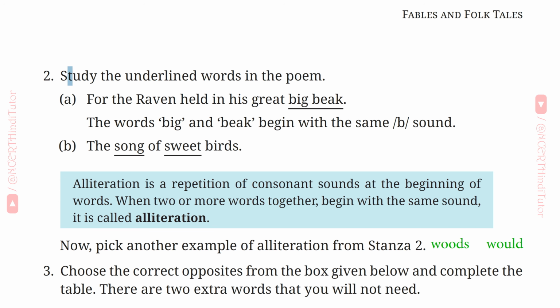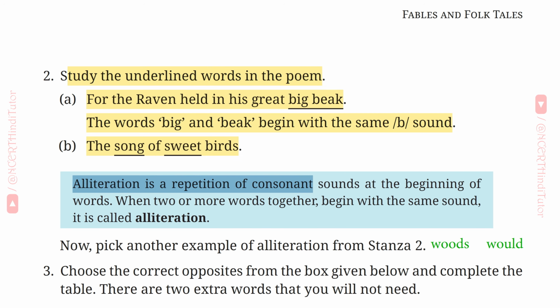Second, study the underlined words in the poem. A. For the raven held in his great big beak. The words big and beak begin with the same B sound. B. The song of sweet birds. Alliteration is a repetition of consonant sounds at the beginning of words.